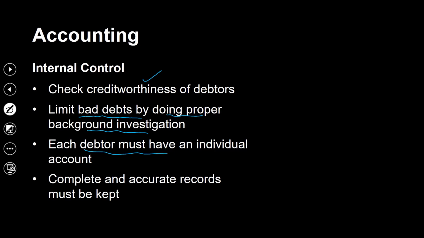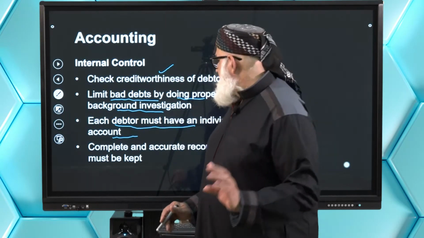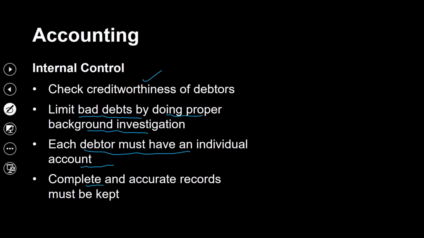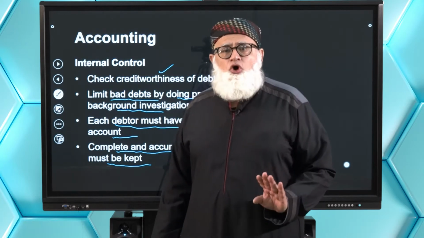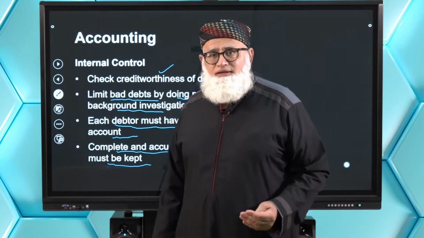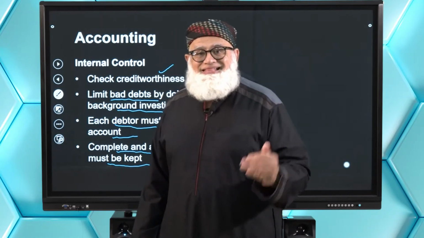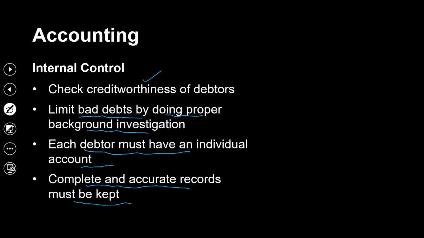Each debtor must have an individual account. In other words, each debtor's account will be separate. Where is that kept? In the debtors ledger, right? And also, we must have complete and accurate records for each debtor. In other words, whatever information we have, or any documentation that takes place, like we showed you in the previous slide, will also be recorded in their personal accounts in the debtors ledger. Okay.